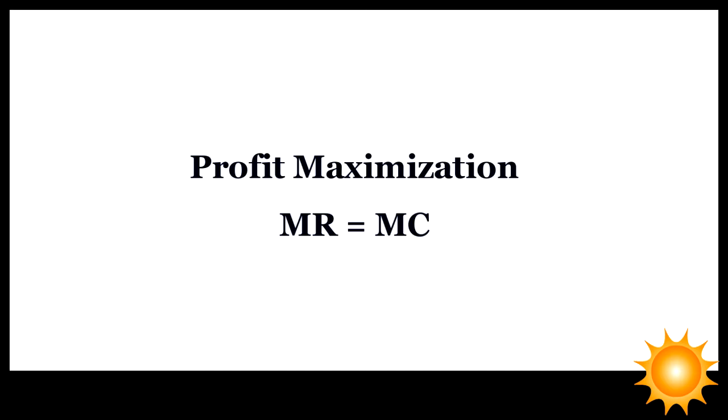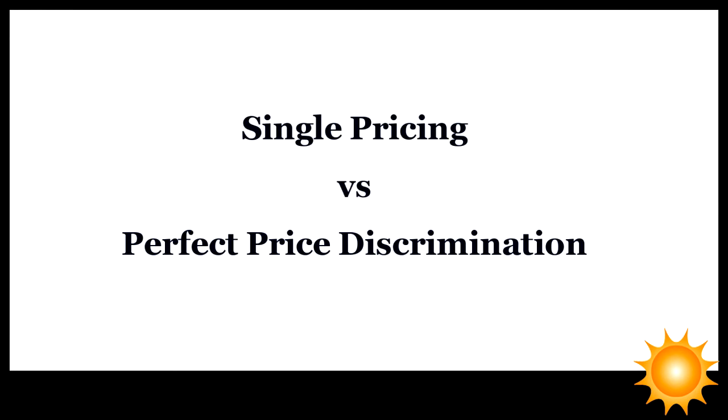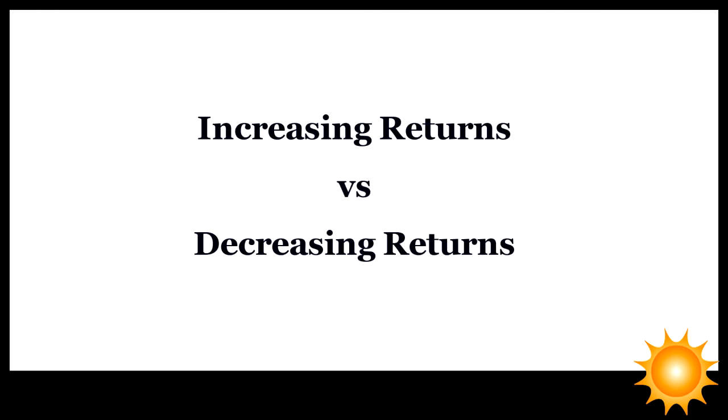Profit is maximized when marginal revenue, MR, from selling the product is equal to the marginal cost, MC, of producing it. But marginal revenue depends on how pricing is done. We will compare two modes of pricing, namely single pricing versus perfect price discrimination. And marginal cost, MC, depends on whether the firm is producing under increasing returns or diminishing returns. Specifically, we will talk about the cost curves of natural monopoly, where one firm is big enough to dominate the whole market.